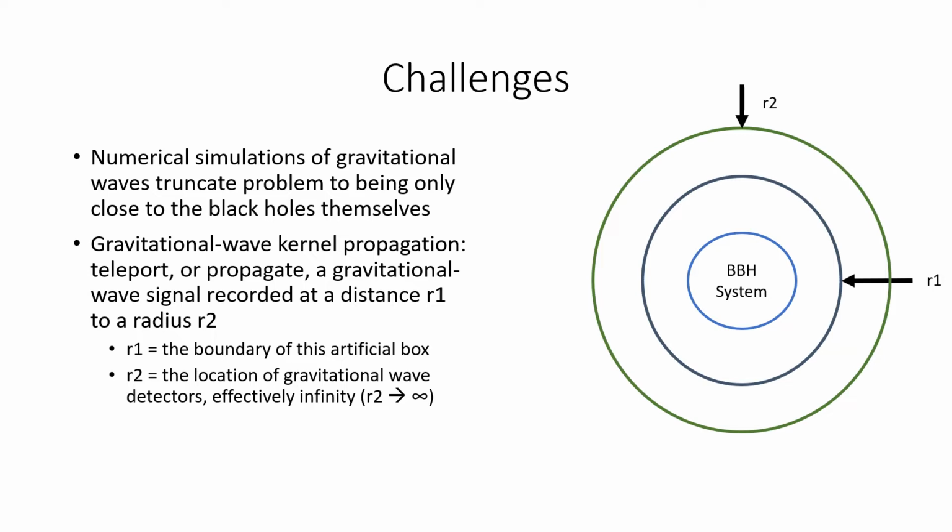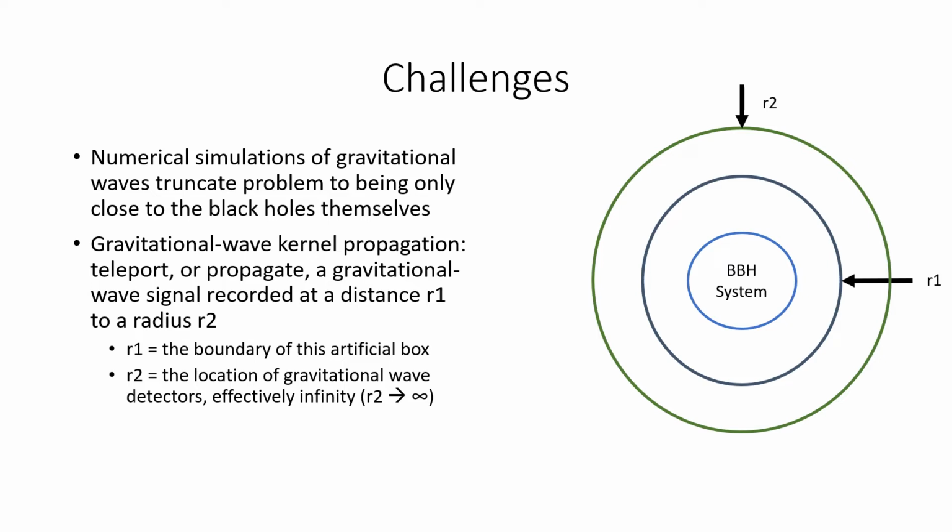All numerical simulations of gravitational waves put the progenitor of gravitational waves in a box by truncating the problem to being only close to the black holes themselves. Through a technique we call gravitational wave kernel propagation, we can teleport or propagate a gravitational wave signal recorded at a distance r1, which can be described as the boundary of this artificial box, to a radius r2, or the location of gravitational wave detectors, effectively infinity.